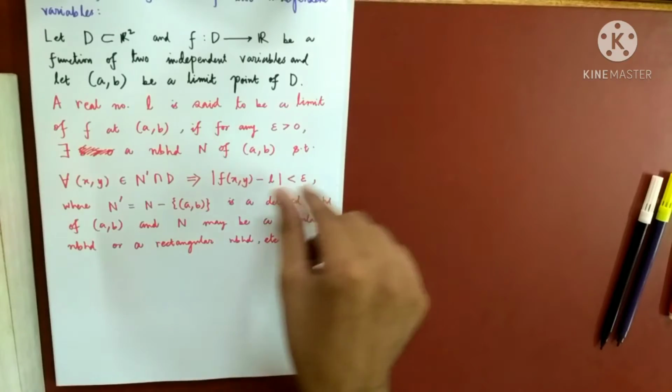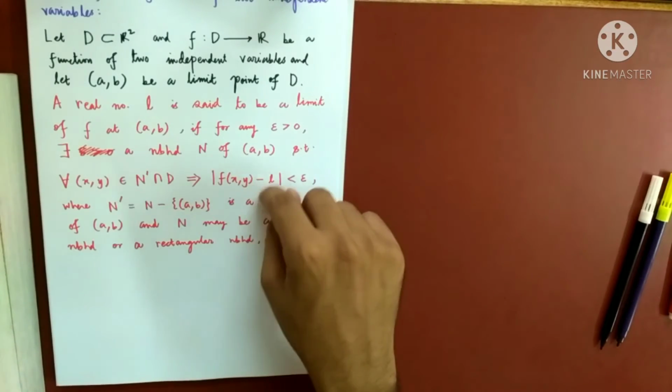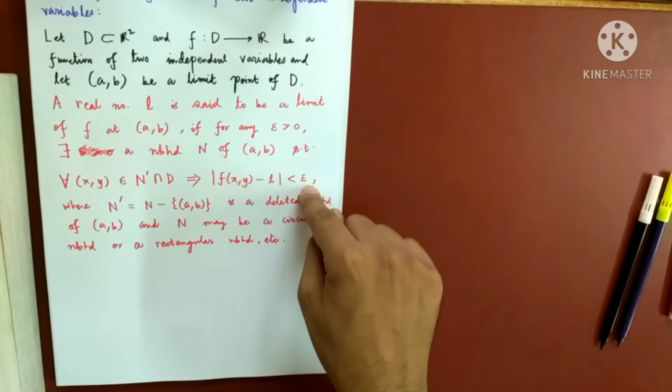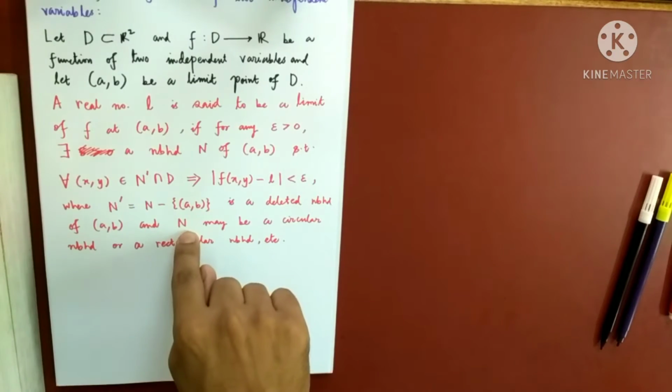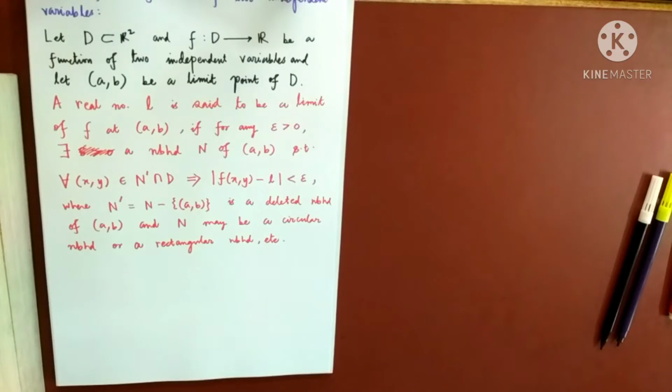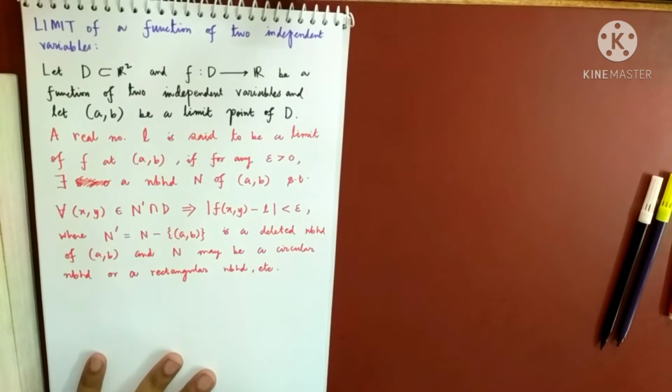For all those points, I will calculate f(x,y), I'll subtract L. This should be less than epsilon. So what is N dash? I have written here deleted neighborhood, and this N can be a circular neighborhood around a, b, or a rectangular neighborhood around a, b, or a square neighborhood around a, b. Am I clear or not clear? Because I'll be using the definition to calculate limits. Remember that. I'll be using exactly this definition to calculate L.